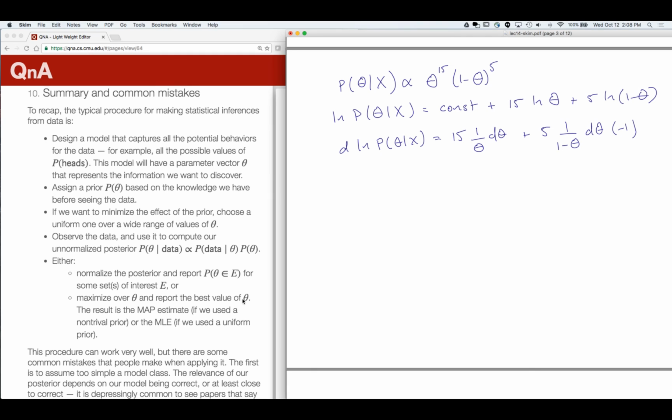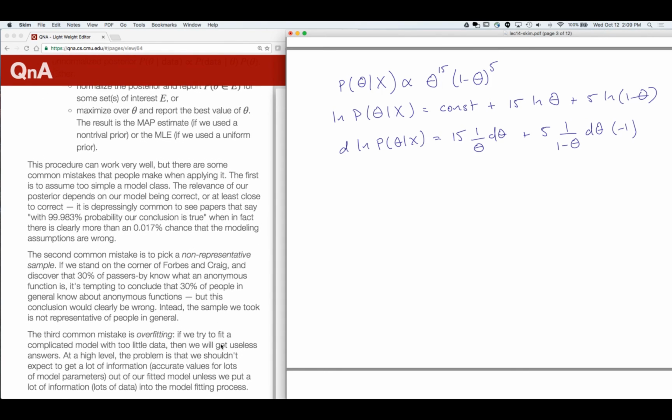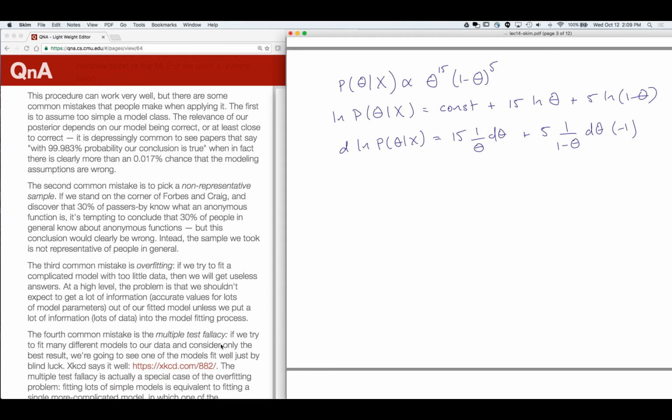So make sure that you really have this procedure internalized, because it's going to come up over and over again in any kind of statistics or machine learning. And also, I wanted to warn you about some common mistakes people make when applying it. So the first common mistake is to assume too simple a model class, right? So our posterior is only relevant if our prior was somewhere close to the truth, and our prior can't be close to the truth if we used the wrong model class.